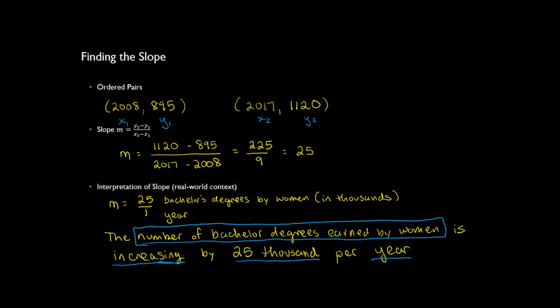So we found the slope, and normally, you don't have to go through all of this work. It's a lot quicker. You just simply do the calculation. Next is to actually find the equation. So first, to find the equation, you need a point and the slope. And we're going to use our first point that we had, which was 2008, 895. So I just picked the first point, and then our slope we found to be 25. So we have a point and a slope.